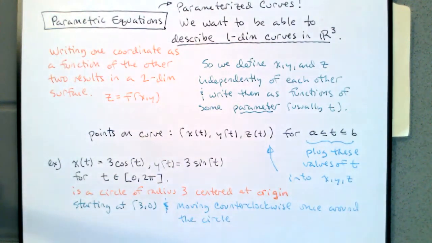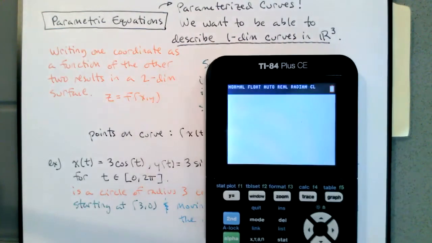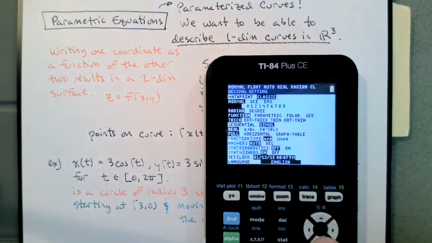We can watch this happen on our calculating machine. So we have to tell the calculator that we want to do parametric equations. So we have to go into our mode and drop down and change from function to parametric.